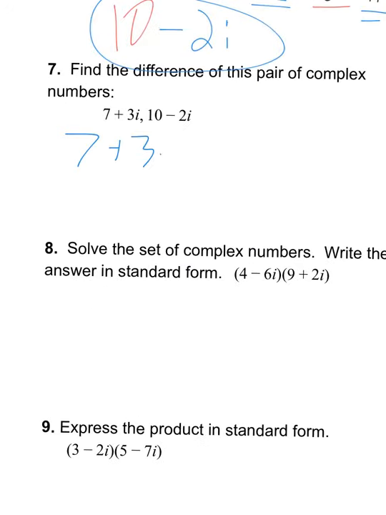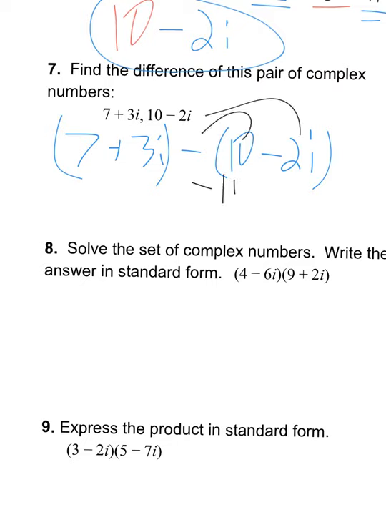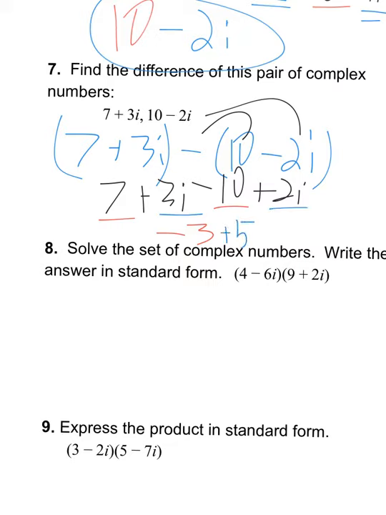Number 7, find the difference. So we did 7 plus 3i minus, and then we have to put the other part because you're taking the difference of this and that, these two terms. So it doesn't really matter if this one's in parentheses. It just matters if this one's in parentheses because you're going to have to distribute the negative to make negative 10 plus 2i. So we have 7 plus 3i minus 10 plus 2i. So 7 minus 10 is negative 3. 3i plus 2i is 5i. So that should be what I got in the calculator.